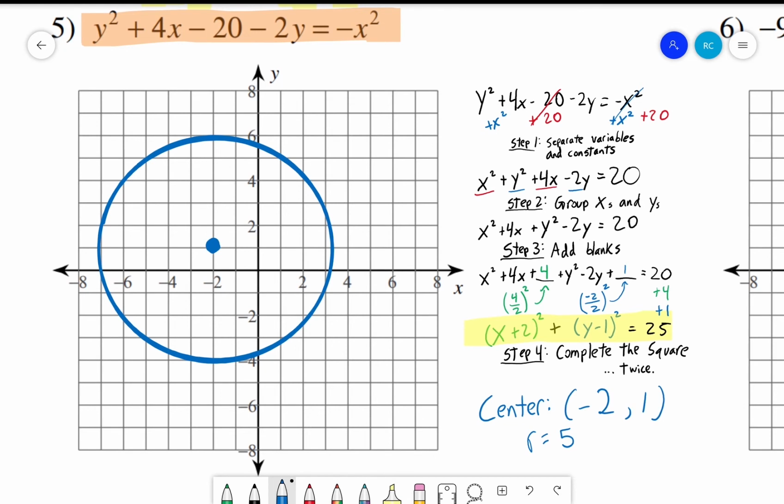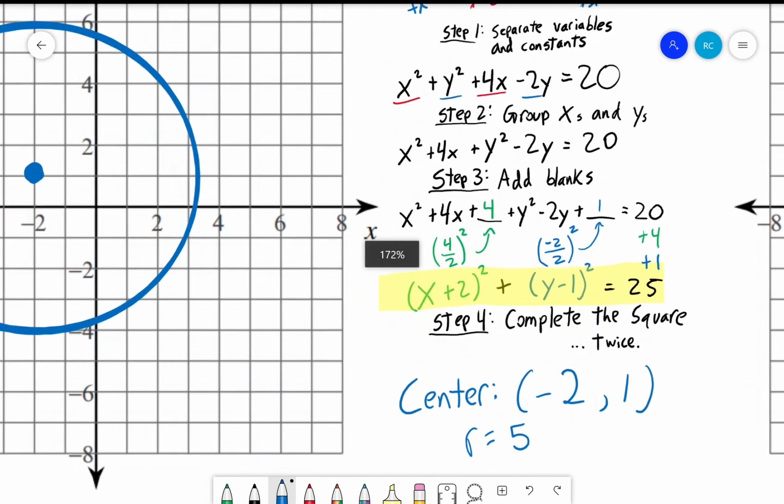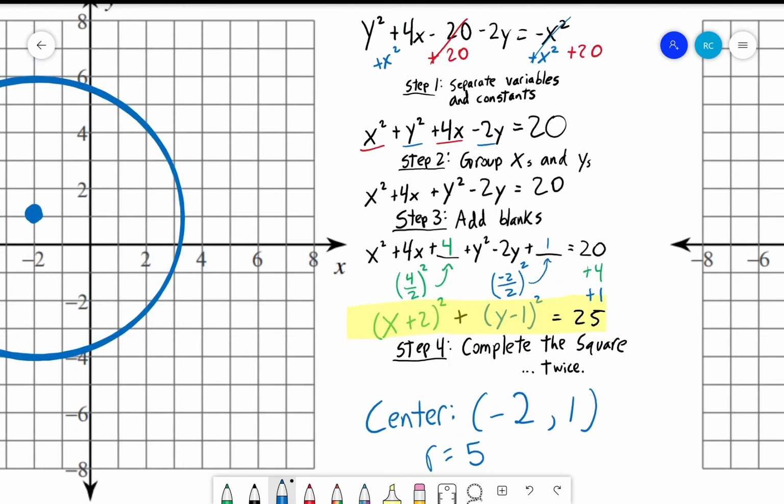Now, as I mentioned in the last video, it's probably a good idea to write down these steps in your notes, because for the next 3 problems, I'm not going to be writing all the steps down, I'm just going to be doing them. Okay? So, pause the video, take notes if you have to. Let's move on.